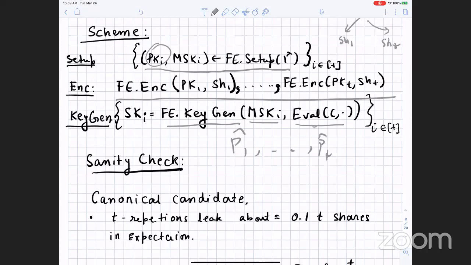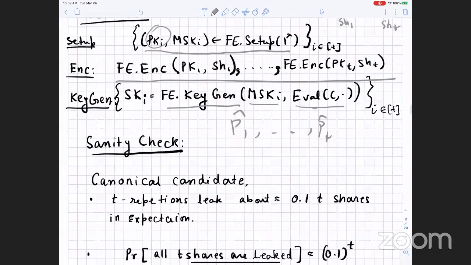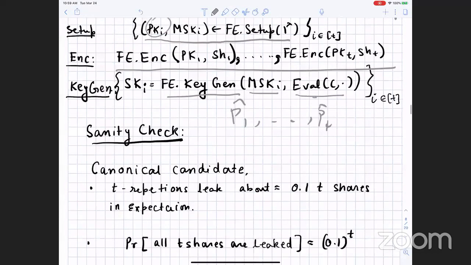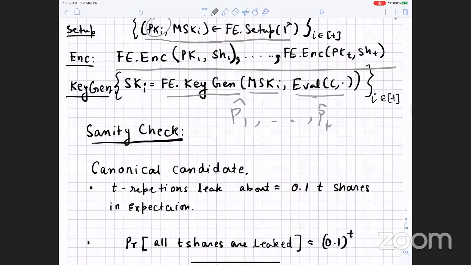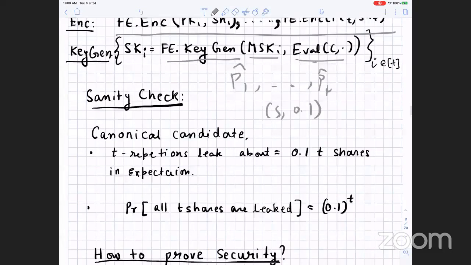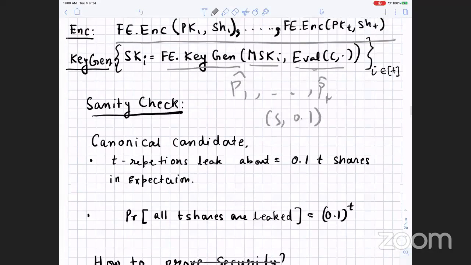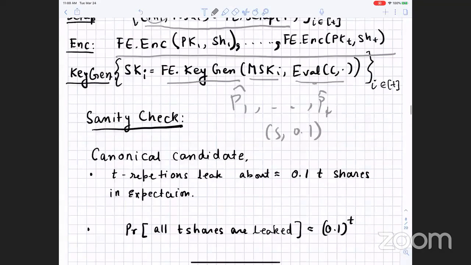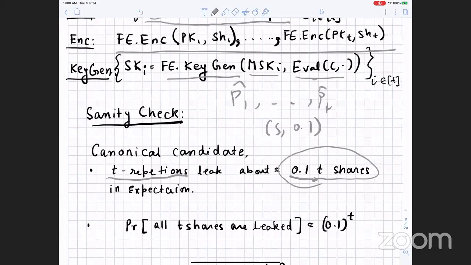Okay, so now let us do some sanity checks on this particular transformation. Let's just look at the canonical candidate that I told you, the S, 0.1 secure one, that was revealing the message in the clear with 0.1 probability and was giving out a secure ciphertext with probability 0.9. If you instantiate that particular candidate in this transformation, and we are making T repetitions, then you are on average going to leak out about 0.1 T shares in expectation. Why is that? Because that scheme leaks out the message that you encrypt with probability 0.1, and so in expectation, you're going to leak out those many.